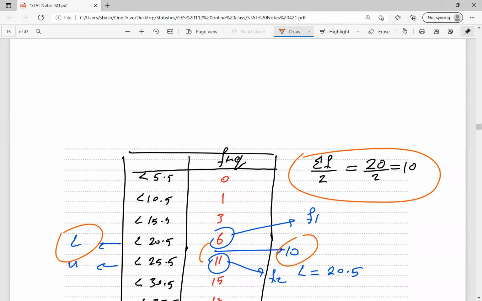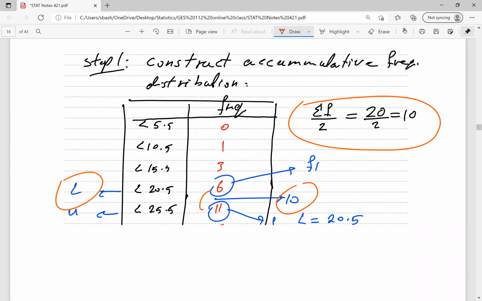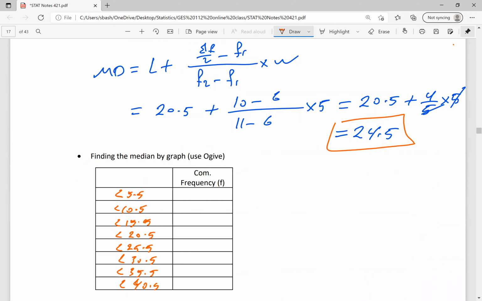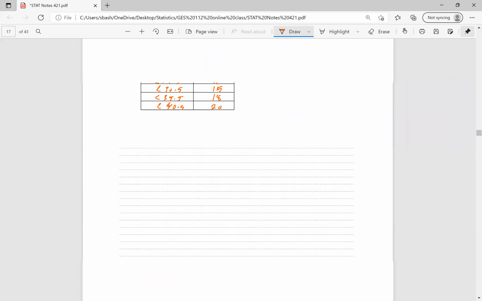As I said before, go back to the example. We are using these boundaries, like an L shape. We did it before. Less than 5 is 0. Then we have 1, 3, 6, 11. Then we have 15, 18, and 20. Now let's graph this frequency distribution, or accumulated frequency distribution.